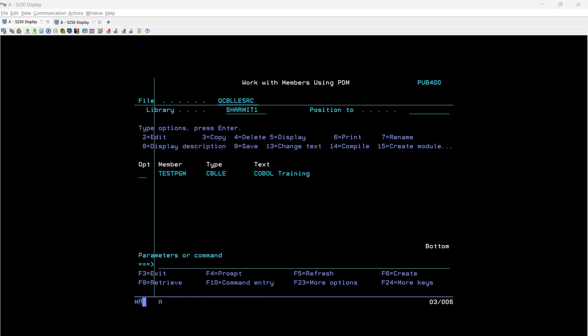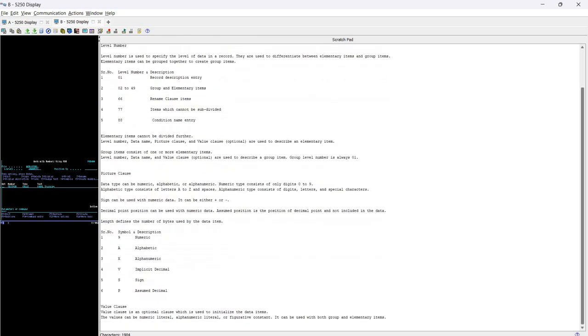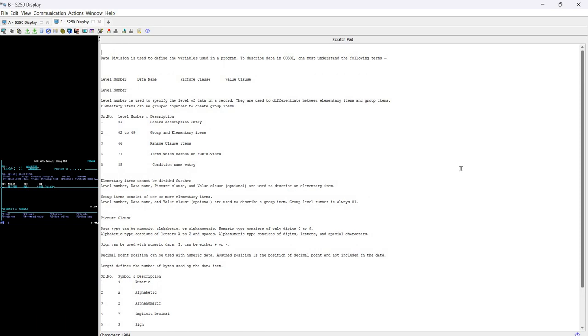Just to explain those things in an easier way, I have noted down a few things on my scratch pad, so let me show you that. Yeah, here it is. This is the information that we should know before understanding data types. Don't get confused by reading all this, because these are very easy things. We will understand them when we go through easy examples in the upcoming sessions.